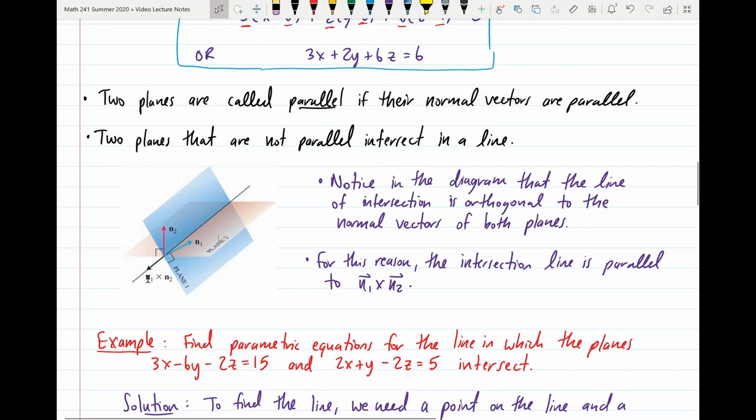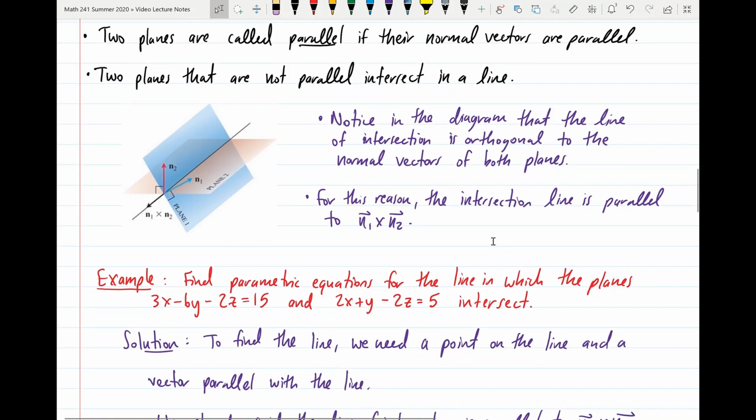drawn in the picture. And notice in the diagram that the line of intersection is orthogonal to both of the normal vectors. And for this reason, the intersection line is going to be parallel to the cross product of N1 and N2, right? Because we know that the cross product is going to be orthogonal to both N1 and N2, and we can see that the line of intersection is orthogonal to N1 and N2. So that means that the line of intersection is going to have the same direction as the cross product of N1 and N2.